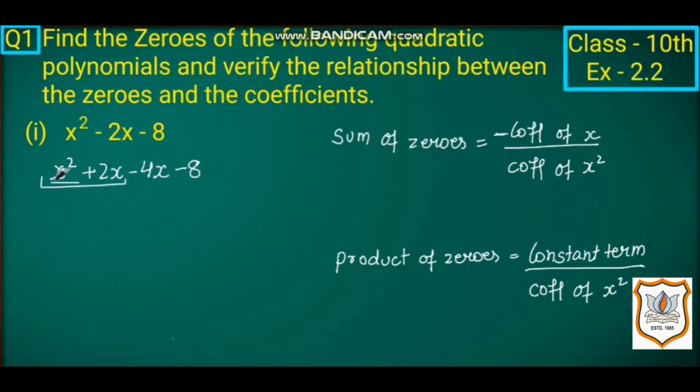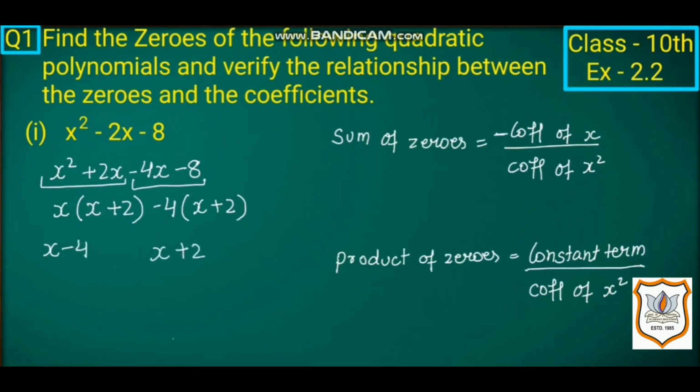In the first two terms we have to take a common factor. We can take common x. So in the bracket we can write x plus 2. From the last two terms we can take common minus 4, and in the bracket we have x plus 2. Then we take common x plus 2 from both the terms. We can write x minus 4 and x plus 2.